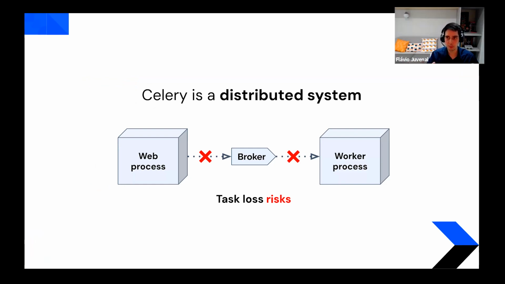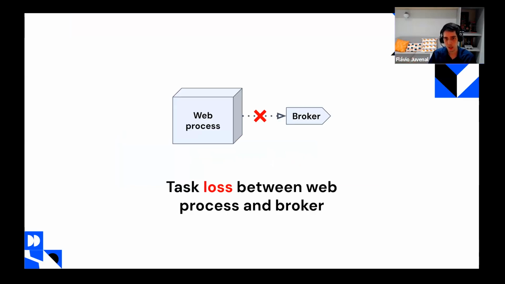So it's important to remember that Celery involves a web process that will be running your Django application. And there is a broker which will get tasks from the web process and will send those tasks to the worker process that will run those tasks. And there are task loss risks in this communication workflow. Okay. First of all, let's talk about task loss between the web process and the broker.